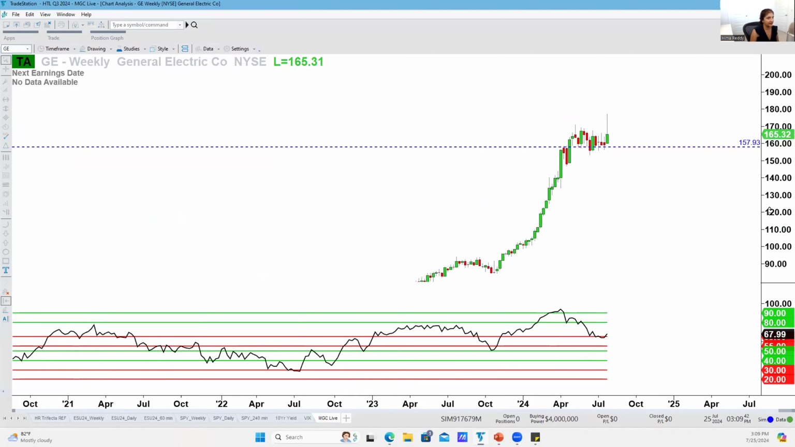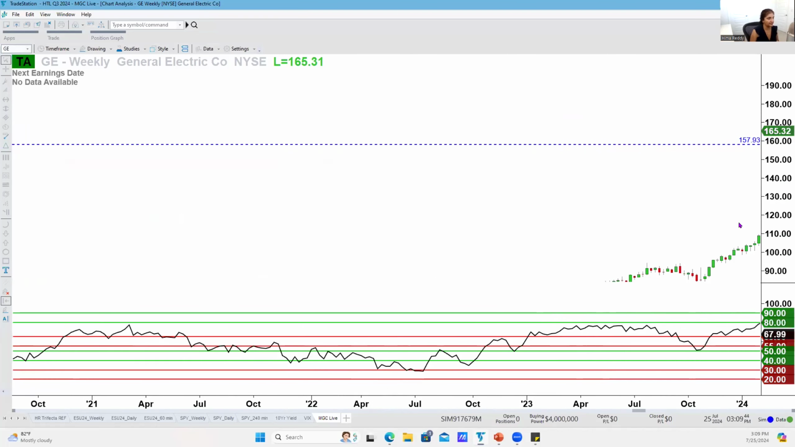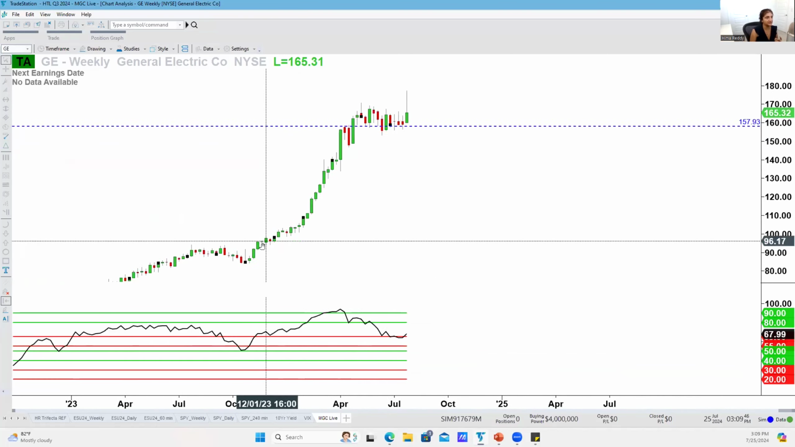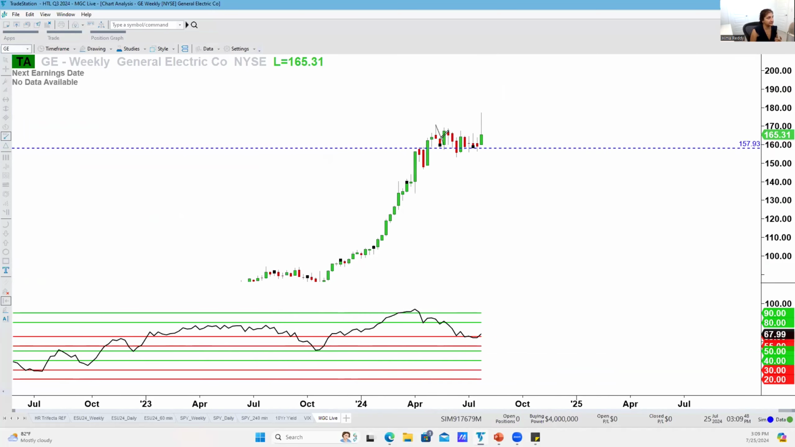Okay, so GE on this weekly chart started consolidating. I see a little trend line that I want to put in here. So I'm going to do my best to make the charts as big as possible so y'all can see clearly.